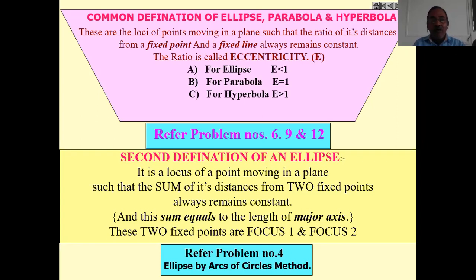We have to first locate those 2 points as given by the data. The distance would be given to us. After locating that, we have to ensure the sum of its distances, but that also will be given, the length of the major axis. The question may resemble the definition, or the question may straight away say the distance between the 2 foci is this much and the major axis length is this much.